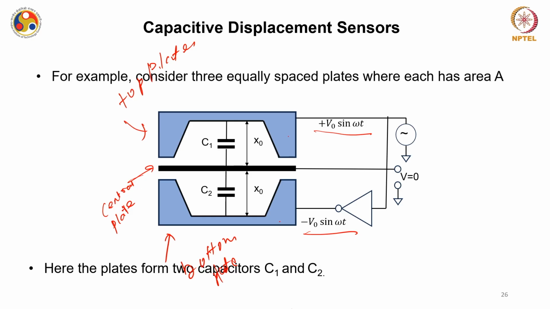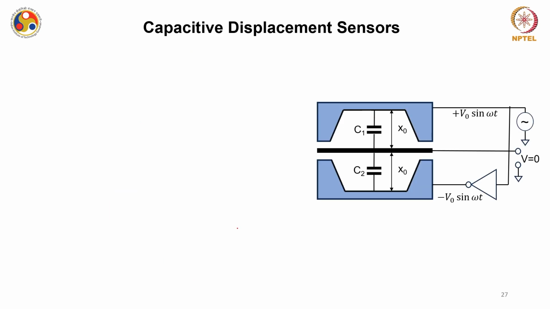Okay, now if you see this 3 plate configuration, the top electrode is making a capacitance C1, which is at a distance x naught from the central plate. Exactly, the second plate is also at a distance of x naught at the equilibrium position, and it is forming a capacitance C2 with the bottom electrode.